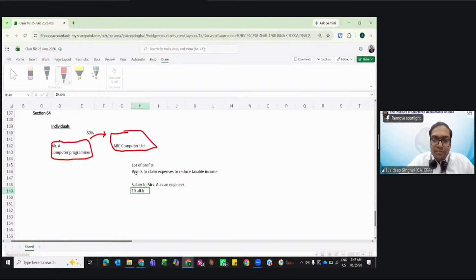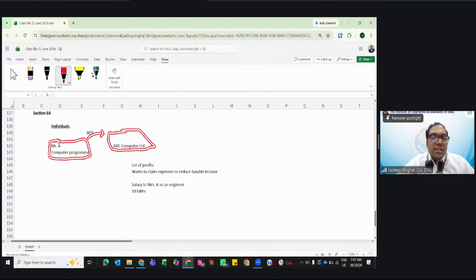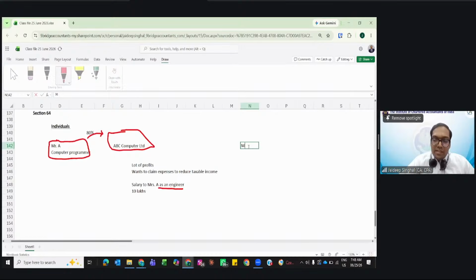10 lakhs. Now focus here, everyone. Mr. A is a computer programmer. He is owning a company, ABC Computer Limited. This company has a lot of profits and wants to claim expenses to reduce the taxable income so that it can lower down the profits. Now, salary is given to Mrs. A as an engineer. Now, let's talk about Mrs. A.